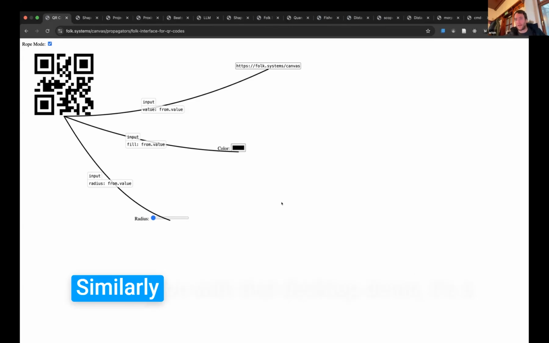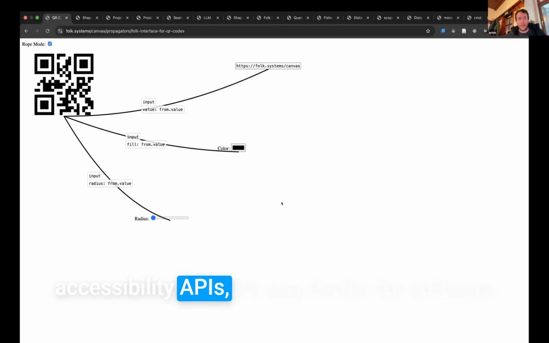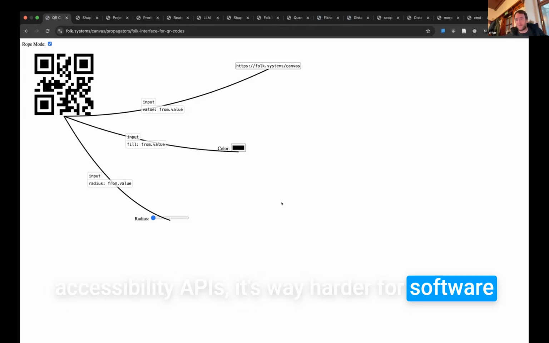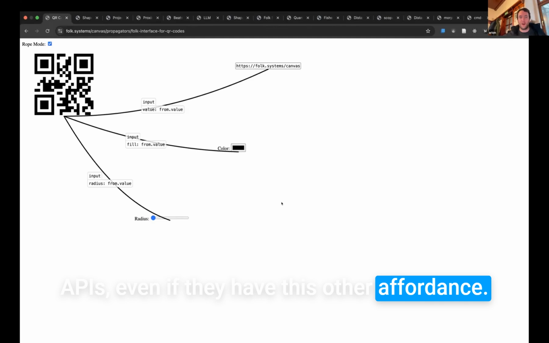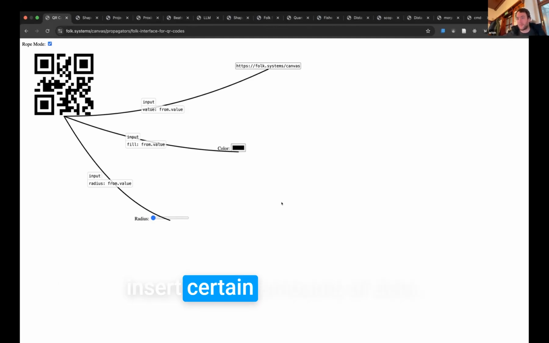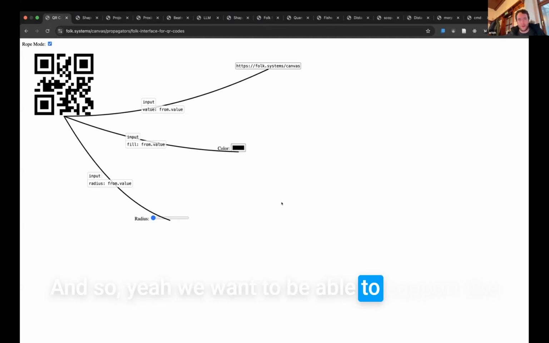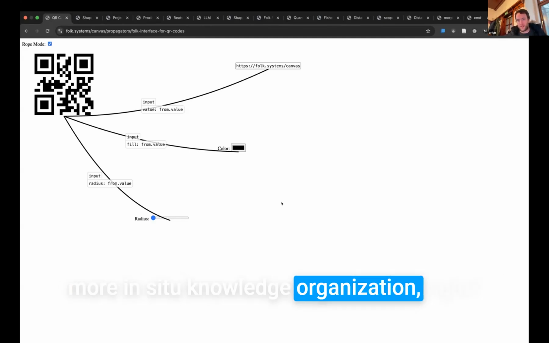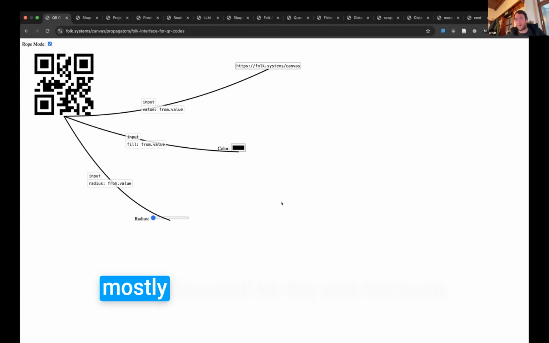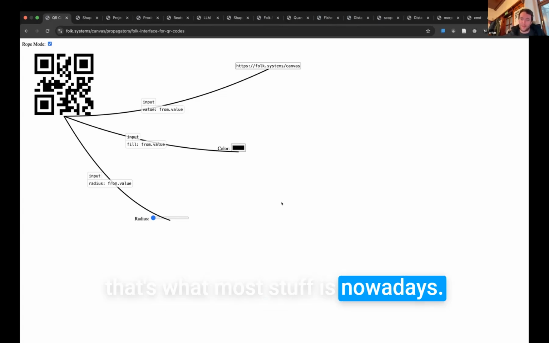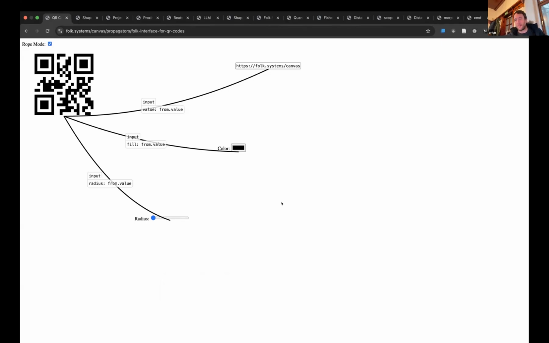it's a lot harder to take away, right? Similarly, with that desktop demo, it's a similar kind of idea, because you're using accessibility APIs, it's way harder for software providers to justify removing accessibility APIs, even if they have this other affordance of being able to extract or insert certain amounts of data. And so, yeah, we want to be able to support more in situ knowledge organization, right? Which in this case is mostly focused on the web because that's where most stuff is nowadays, but to a lesser extent, and hopefully down the line a greater extent, this stuff should also be able to work on your desktop and not require the web in the same way.